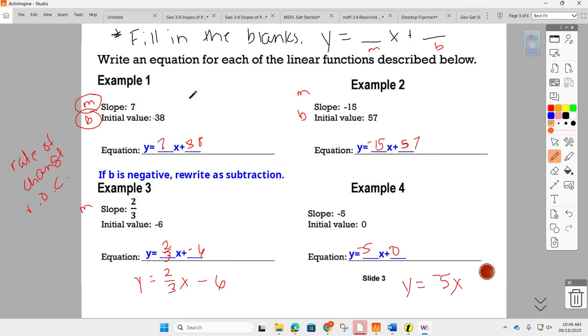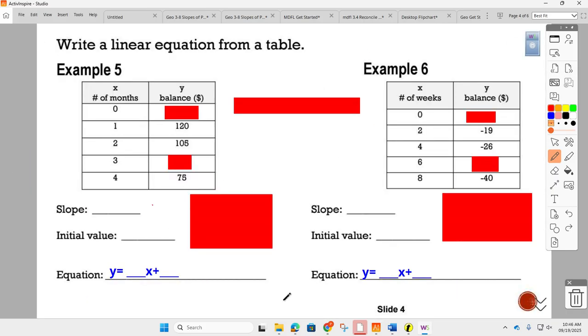So far, so good? So the x and the y are always an x and a y. The numerical values are the rate of change and the initial value or the y-intercept. So we did write the formula for slope or rate of change. So really, if we have a table, sometimes we can just look at the table and see how the y's are changing when the x's change.